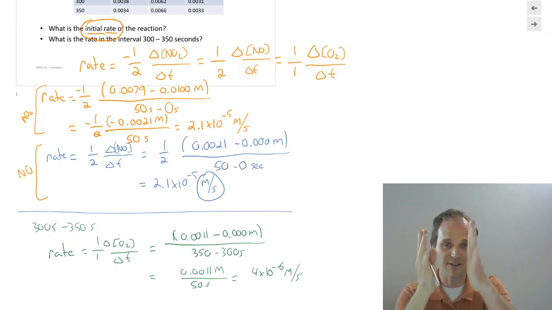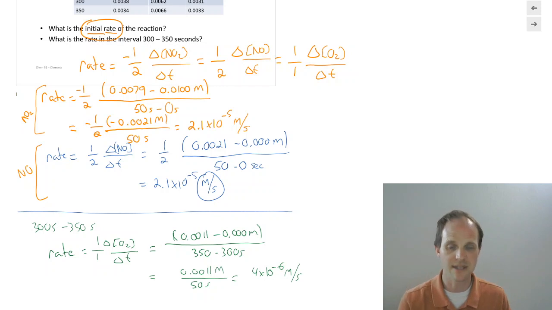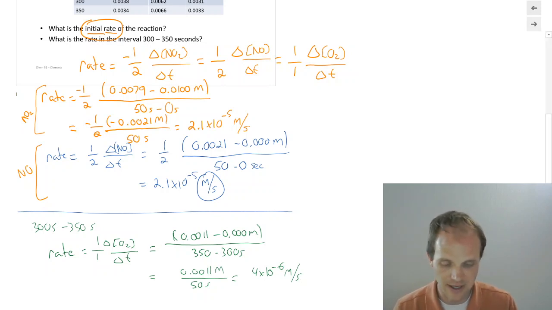Initial always means kind of the very beginning. There's a little bit of judgment about what data to use. And then for very specific time intervals, you're just going to find an average over that time. And we don't have any other data to work with, so that's what we have.